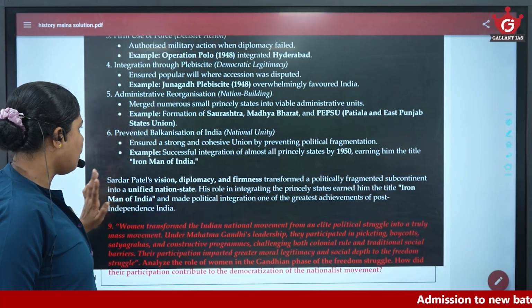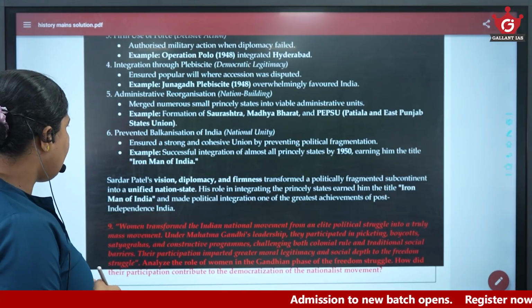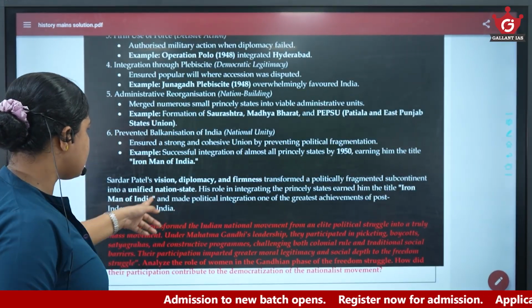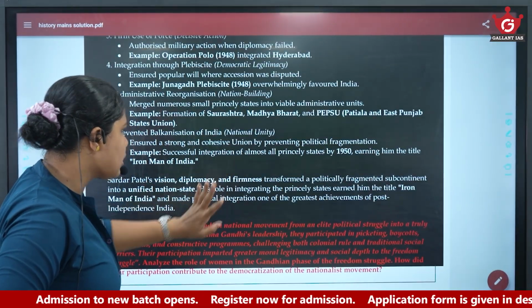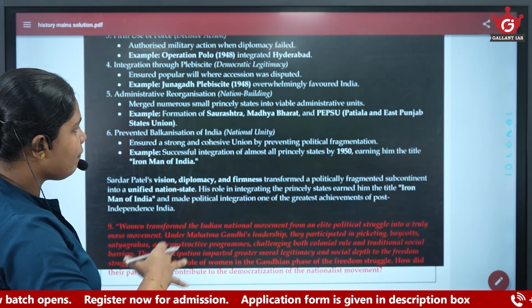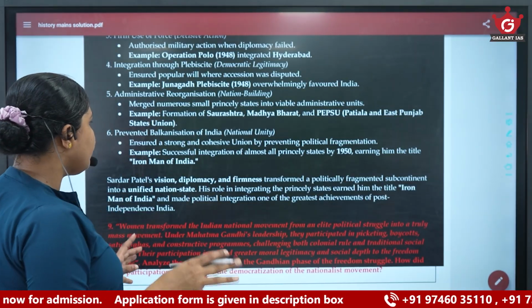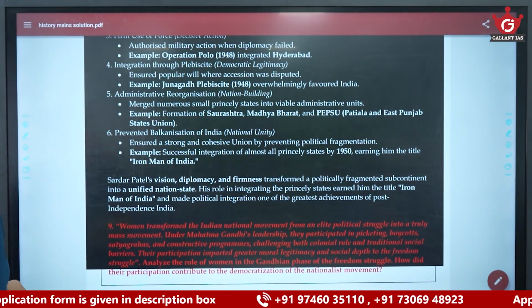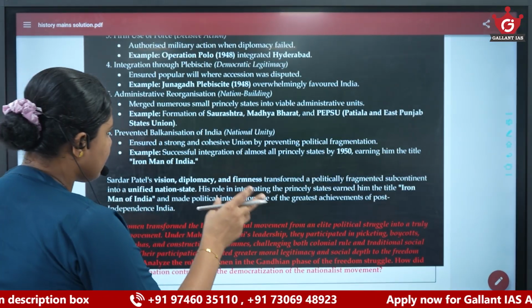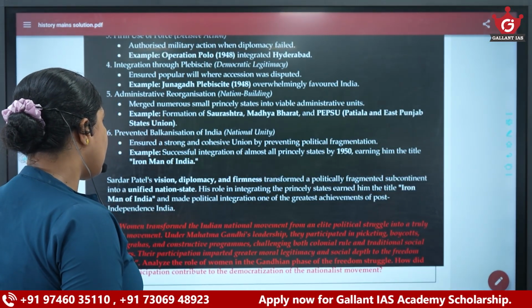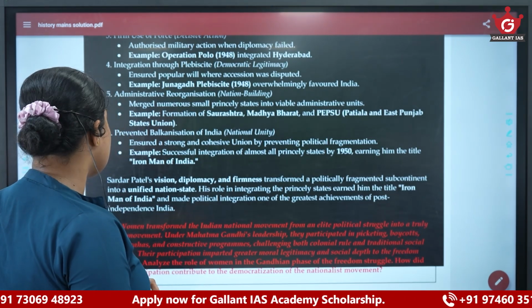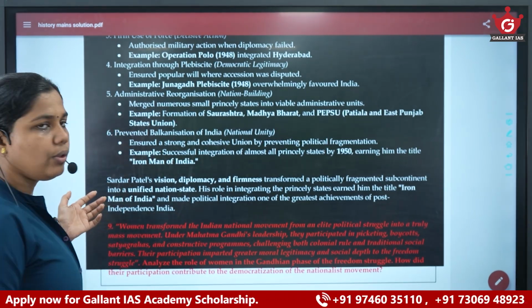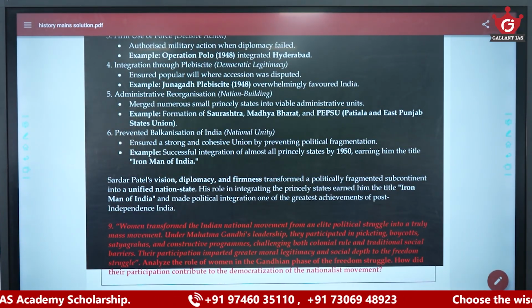So you can give a very optimistic good conclusion. Sardar Patel's vision, diplomacy and firmness, these are the keywords that can be used here. Transformed a politically fragmented subcontinent into a unified nation state. His role in integrating the princely states earned him the title Iron Man of India and made political integration one of the greatest achievements of post-independence India. We can conclude in this kind of way.